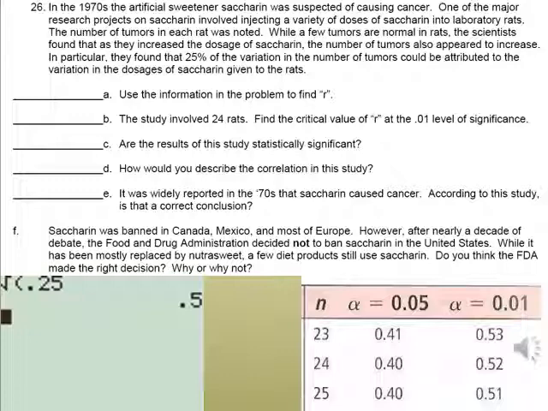How would you describe the correlation? Well, since it's 0.5, that's about as middle as you can get. I'd probably say it's a moderate or medium positive correlation.